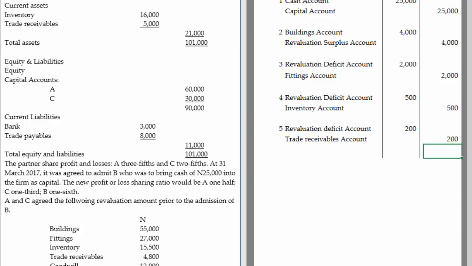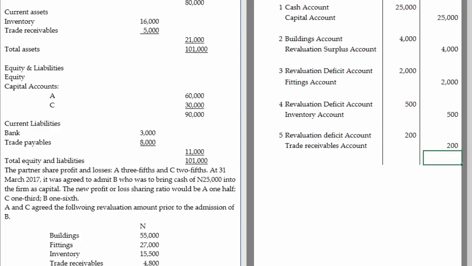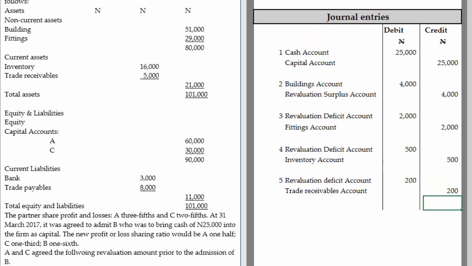In the next video, we'll be looking at the second requirement of this question, which is to prepare a revaluation account and a goodwill account.